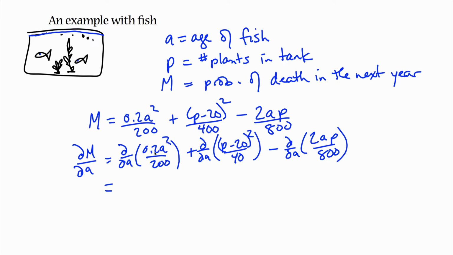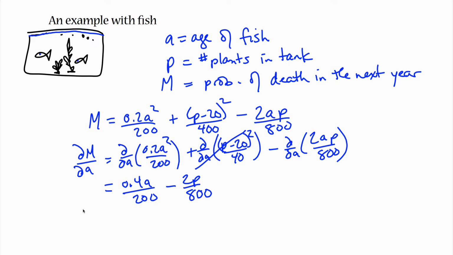the derivative of 0.2A squared is 2 times 0.2A, which is 0.4A over 200. d by dA of the second term just goes away because P is a constant. Right, this is the derivative with respect to A. And in the final term, we just get minus 2P over 800, because the derivative of 2 times A times P with respect to A is just going to be 2P.